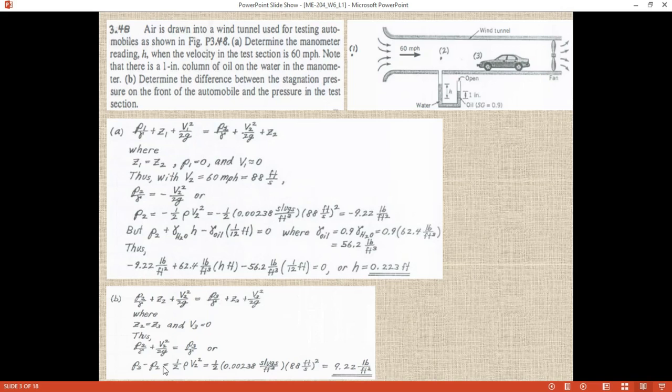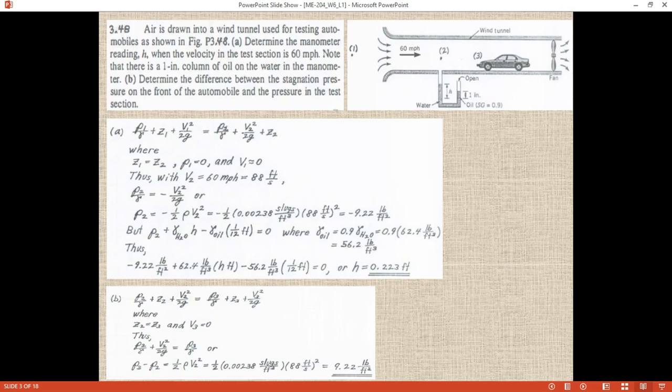So P3 minus P2 will be equal to half rho V2 squared. Okay, so the velocity is known, that we calculated already here, and we insert that. Finally P3 minus P2 is equal to 9.22 pounds per square foot. Okay, so this is the solution of this problem.